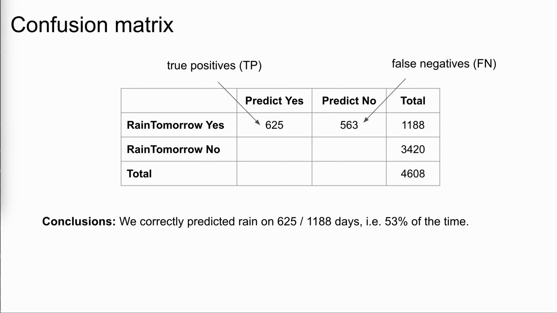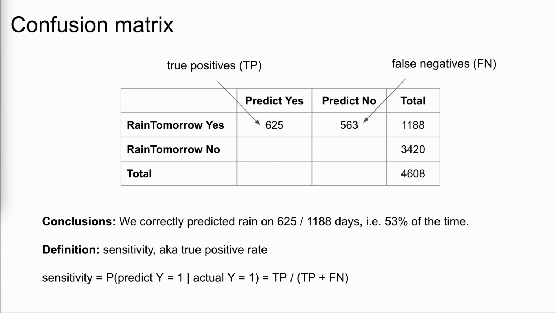Now, putting these numbers together, we correctly predicted rain on 625 out of 1188 days, or 53% of the time. This metric here has a name: sensitivity or true positive rate. In general, the sensitivity is the probability that our model correctly predicts a positive case to be positive. That is the conditional probability that it predicts y equals 1 if in fact y is actually 1. And as we did here, sensitivity can be calculated by the ratio of true positive predictions to the total number of actually positive cases.